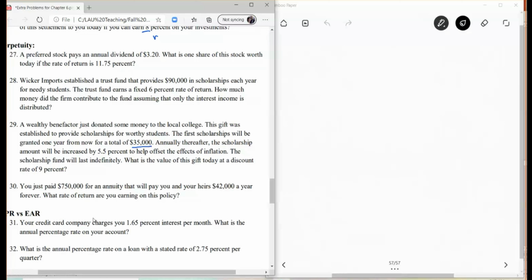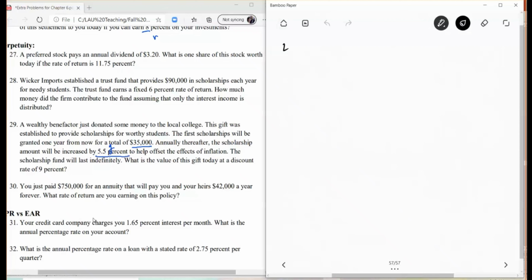Annually thereafter, the scholarship amount will be increased by 5.5%. This means this is the growing rate or the growth rate. To help offset the effects of inflation, the scholarship fund will last till infinity. What's the value of the gift today if the discount rate is 9%?